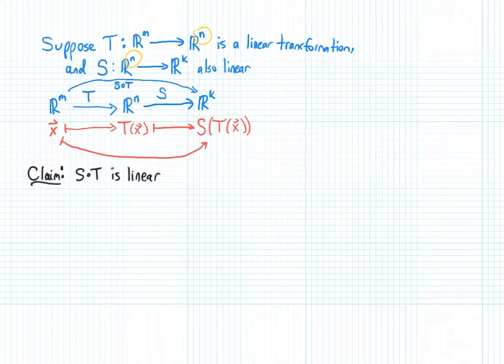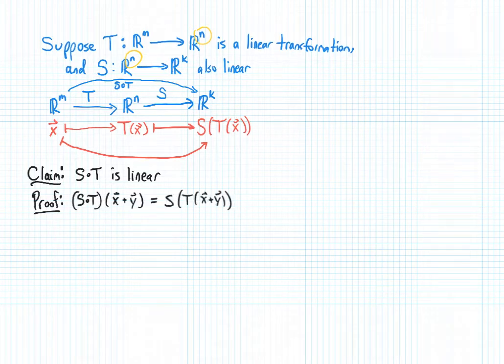Now, I claim that s composed with t is linear. And to prove it, we just need to check that the conditions for linearity are true, using the fact that we know that s and t are linear, so they satisfy the conditions on their own. So for example, let's look at s composed with t of x plus y. That's equal to s of t of x plus y, because that's how compositions work.